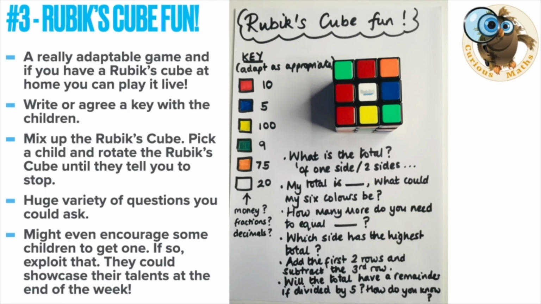Game number 3, Rubik's Cube fun. I'm a huge fan of the Rubik's Cube. I use it in my after-school maths clubs. Children absolutely love it. So I've been thinking about a way we could include it online. So on the screen, you can see the types of things that you can do. So either write or agree a key with the children, mix up your Rubik's Cube, let a child pick a side that they want to do when you're rotating your Rubik's Cube, and then just get on with the maths.